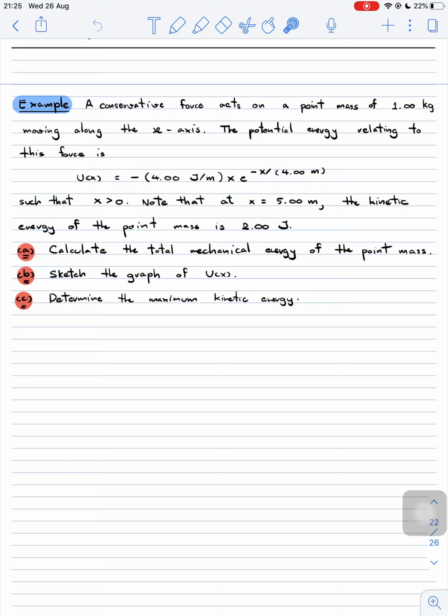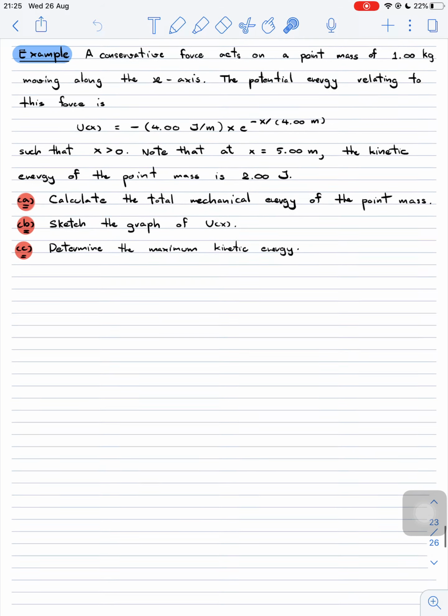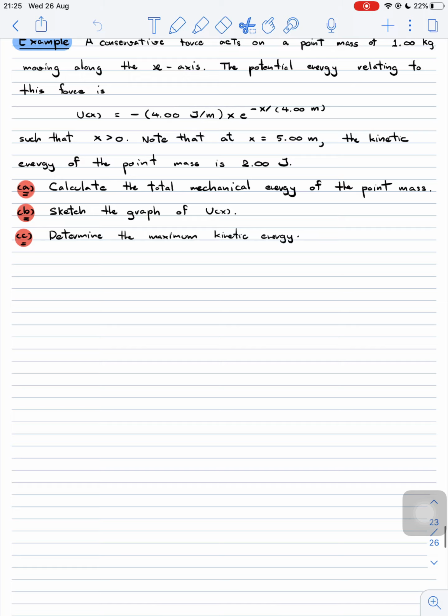Note that when x equals 5.0 meters, the kinetic energy of this point mass is equal to 2 joules. So now for part A, we need to calculate the total mechanical energy of the point mass.